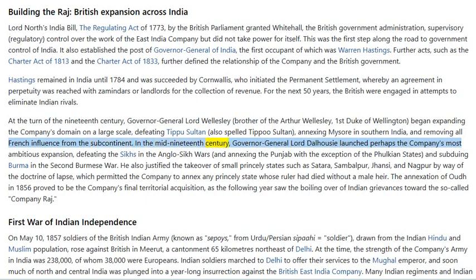In the mid-19th century, Governor-General Lord Dalhousie launched perhaps the company's most ambitious expansion, defeating the Sikhs in the Anglo-Sikh Wars and annexing the Punjab with the exception of the Phulkian states, and subduing Burma.